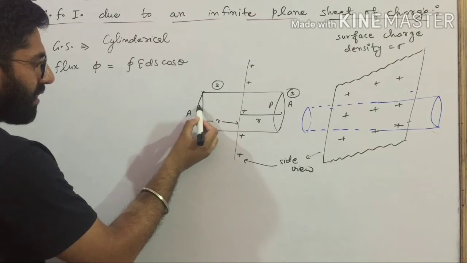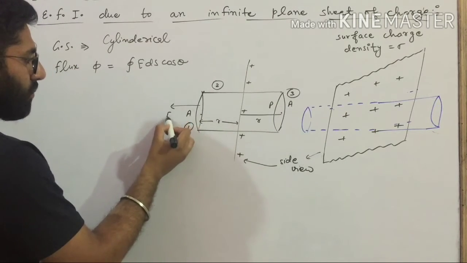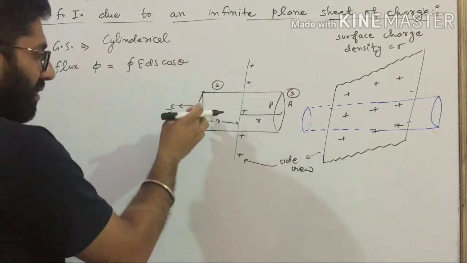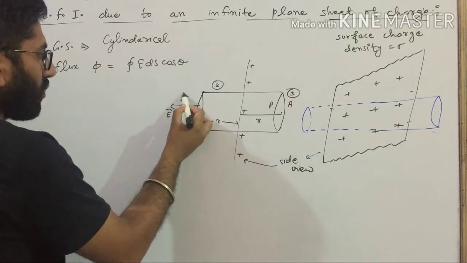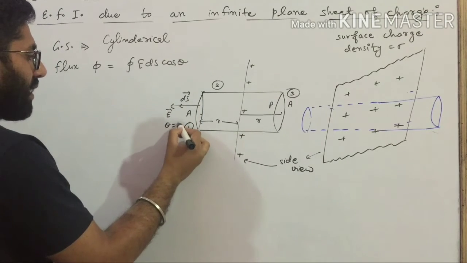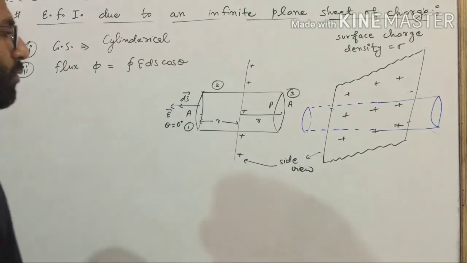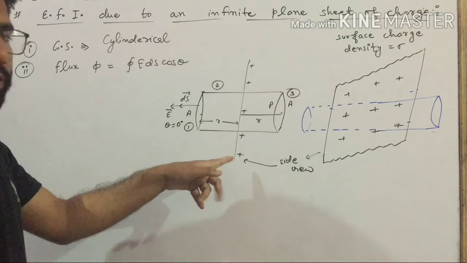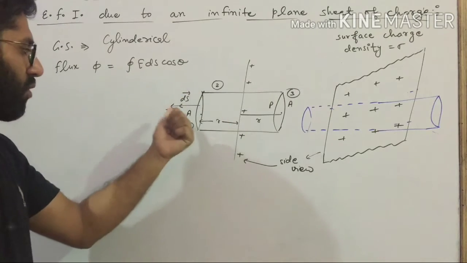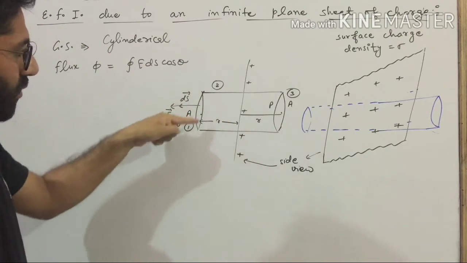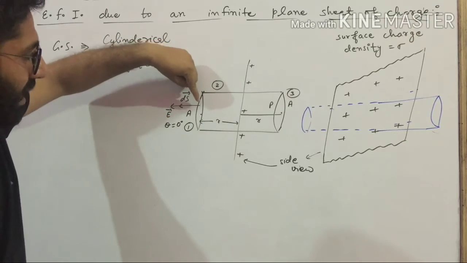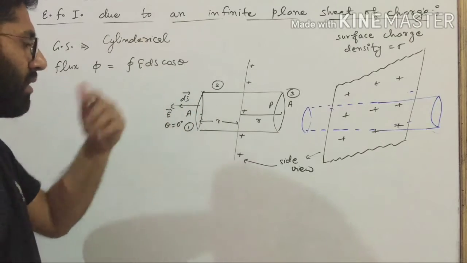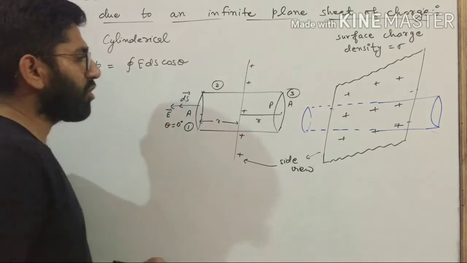For surface number 1, the electric field will be away from the positive charge and the area vector for this surface is normally outward. So they are in the same direction, that is why theta in this case will be 0. I hope it is clear to you, because it is positively charged, so the electric field has to be away from it. So this is the direction of the electric field, and for this face of the cylinder, the area vector has to be normally outward, so that is also directed in the same direction as the electric field. That is why theta will be 0.